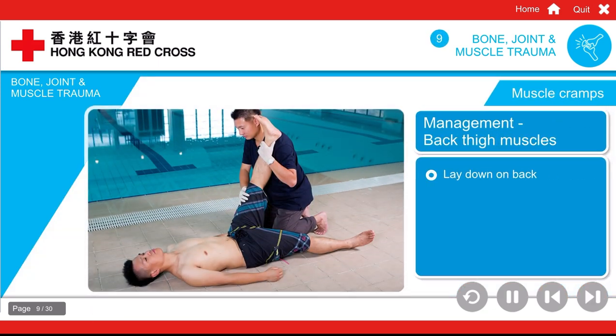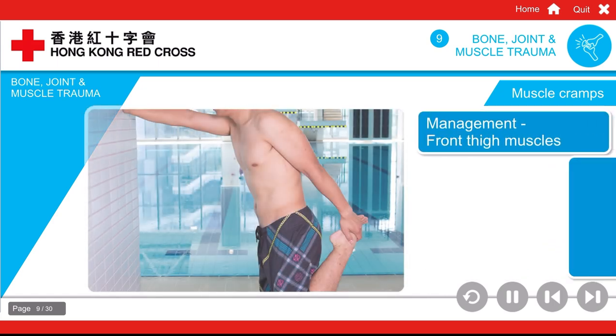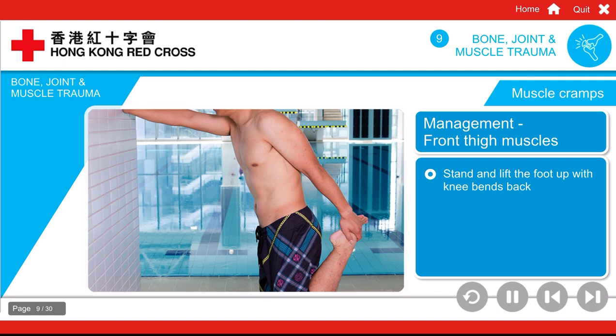If the victim has cramping at the back of thigh, ask the victim to lay down on his or her back. After that, lift his or her leg with the knee straightened. If the victim has cramping of front thigh muscles, he or she may stand and lift the foot up with his or her knee bent back, then gently massage the thigh muscle.